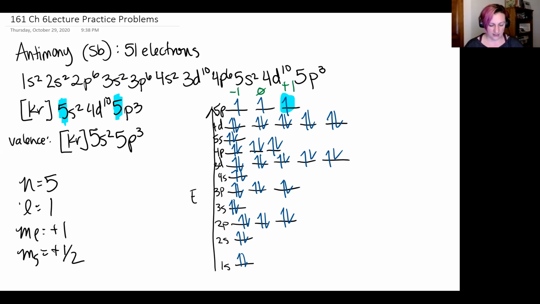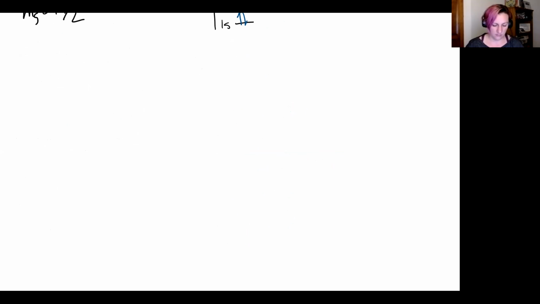So let's get that set up. So this one will be a little bit faster because carbon is not as heavy of an atom. And so carbon has an atomic number of 6, so it has 6 electrons. So if I'm writing out its electron configuration, it's going to be 1s2, 2s2, 2p2.